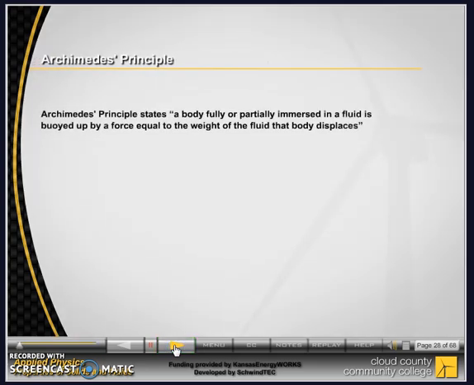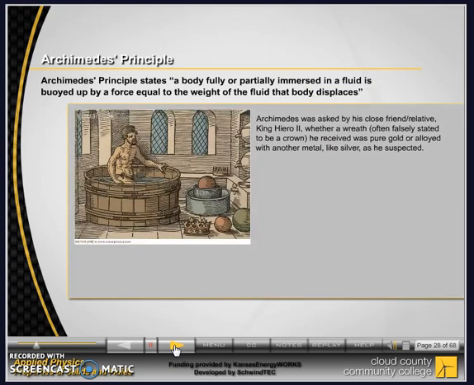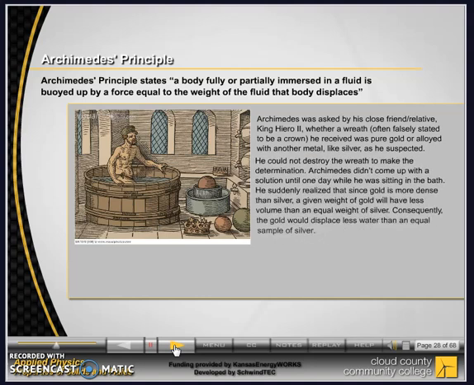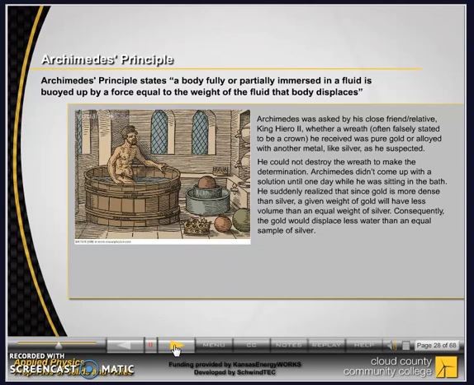Archimedes' principle states: a body fully or partially immersed in a fluid is buoyed up by a force equal to the weight of the fluid that body displaces. There is an interesting legend that accompanies this principle. Apparently, Archimedes was asked by a close friend or relative, King Hiero II, whether a wreath, often falsely stated to be a crown, he received was pure gold or alloyed with another metal like silver as he suspected. He could not destroy the wreath to make the determination.